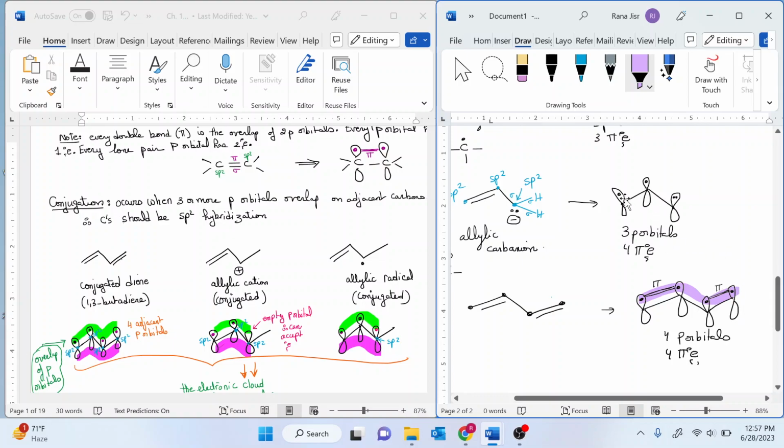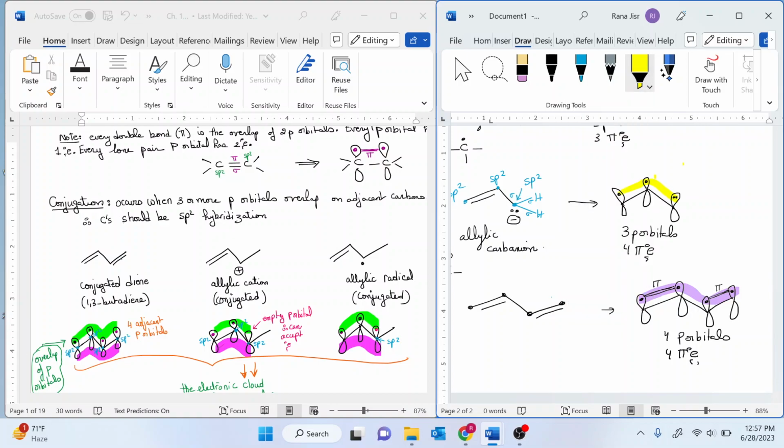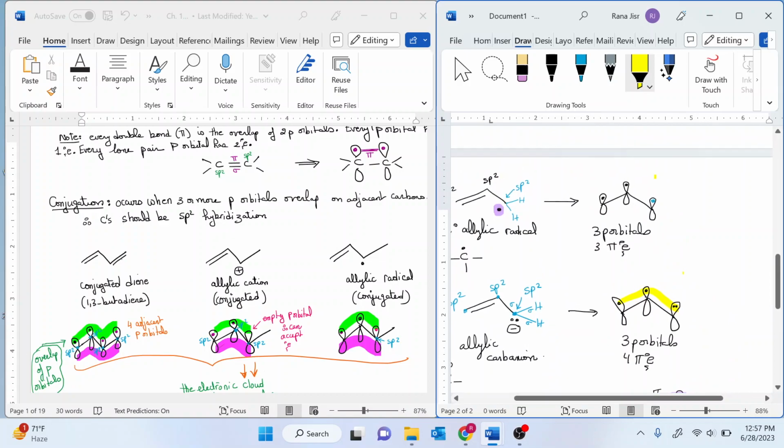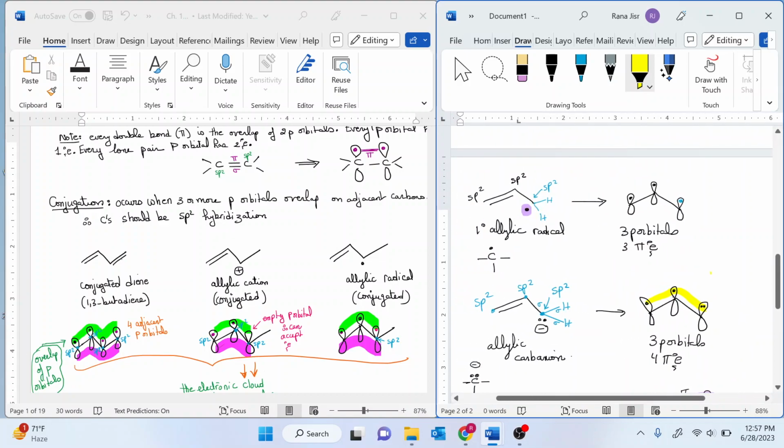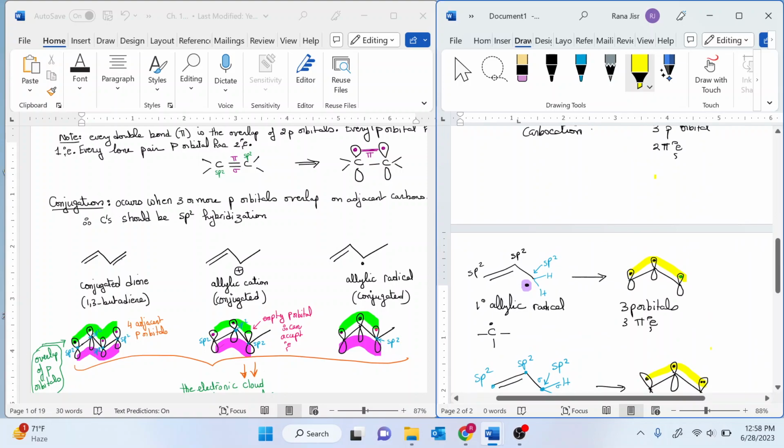For the allylic carbocation, it's also a conjugated system because you have 3 p orbitals. This is the least that you can have. And these p orbitals are adjacent to each other. So again, you will have an overlap of the p orbitals, and the system will be conjugated. Same thing for the allylic radical. The system is going to be conjugated as well, 3 p orbitals on adjacent carbons. Meaning that for the system to be conjugated, all the carbons have to be sp2 hybridized. They cannot be sp3, they cannot be sp.